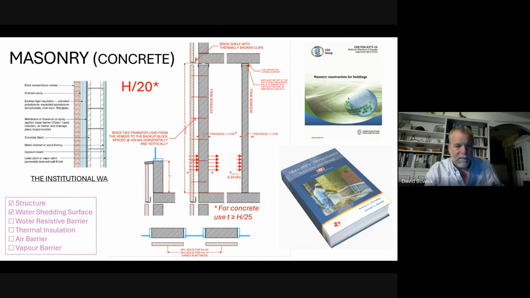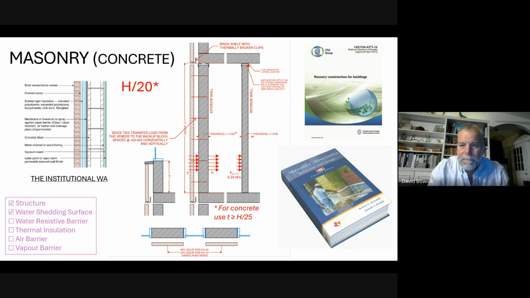So the first type of wall we're going to talk about is masonry walls, probably because we spent a lot of time talking about masonry walls. You'll remember the perfect wall was a masonry veneer, or the institutional wall, sorry. Masonry veneer, drained cavity, insulation, membrane, concrete block, and finish. And that's what's represented on the left side of the screen here.